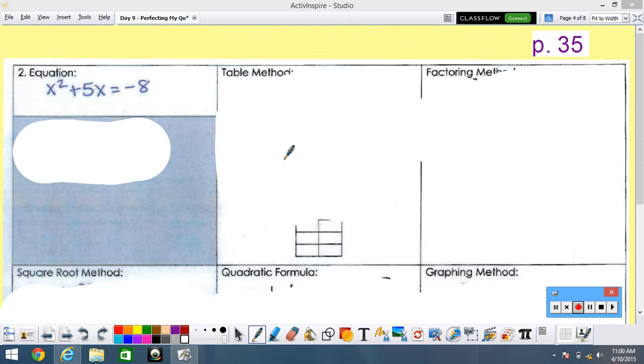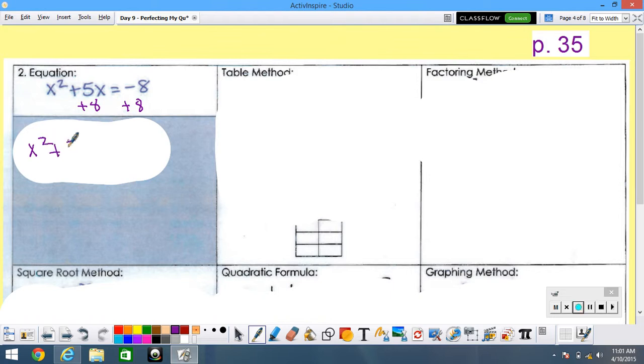I want to do one more problem with you. So turn to page 35, and I want you to write down the equation in the box for number 2. Alright, now if I'm going to solve this using any of our methods, the first thing I have to do is get it equal to 0. So we're all going to add 8 to both sides. Now none of these are like terms, so it's just going to be x squared plus 5x plus 8 equals 0.